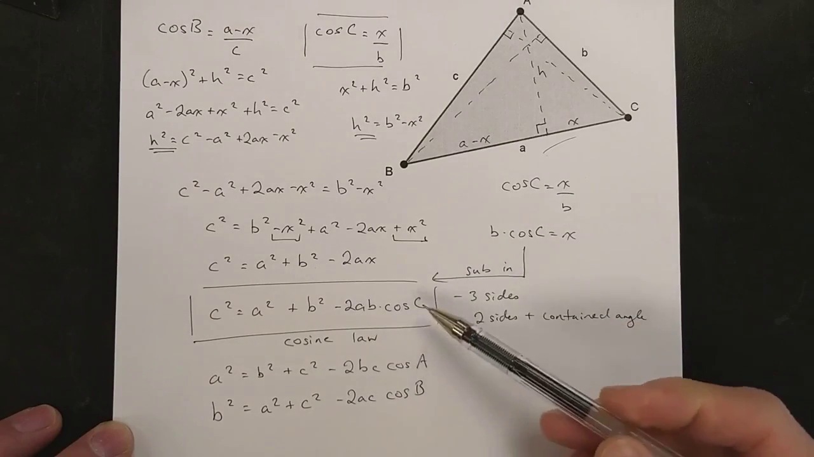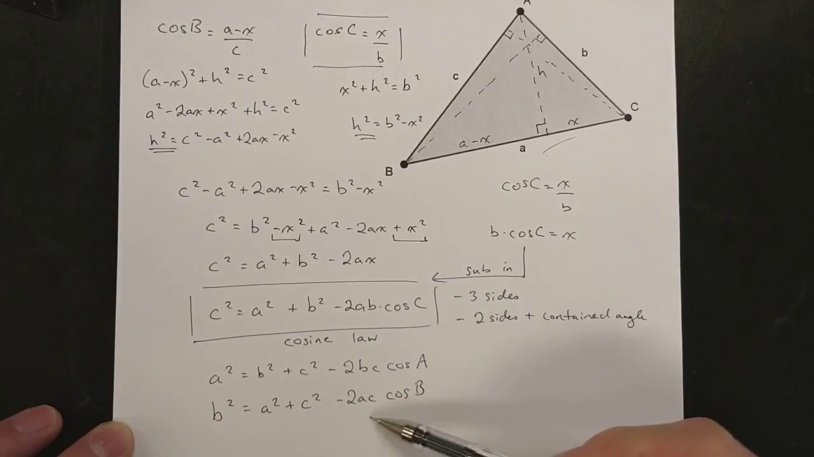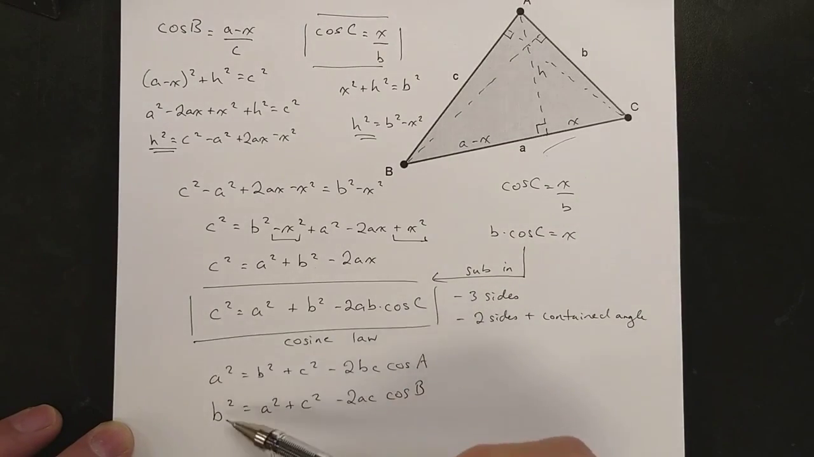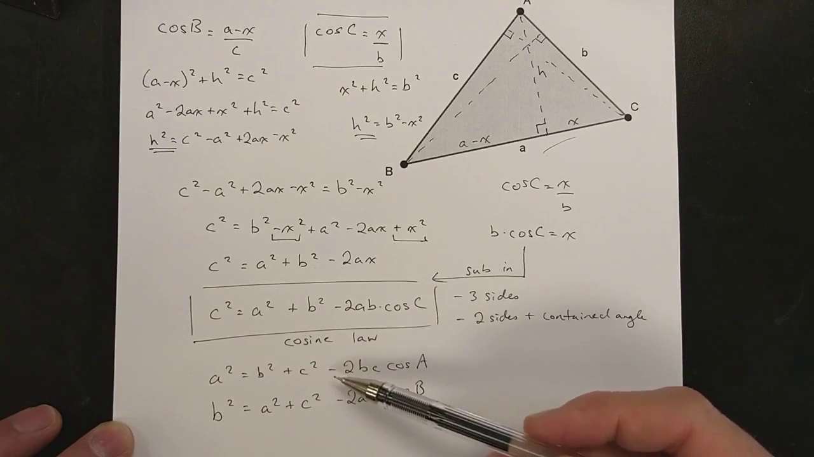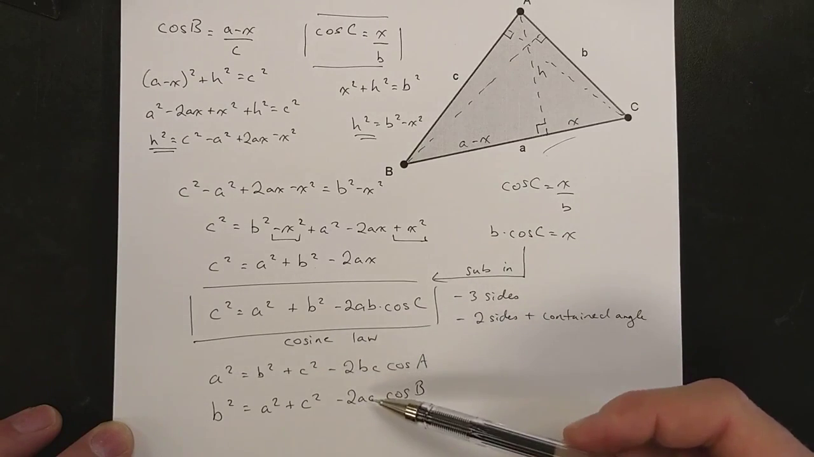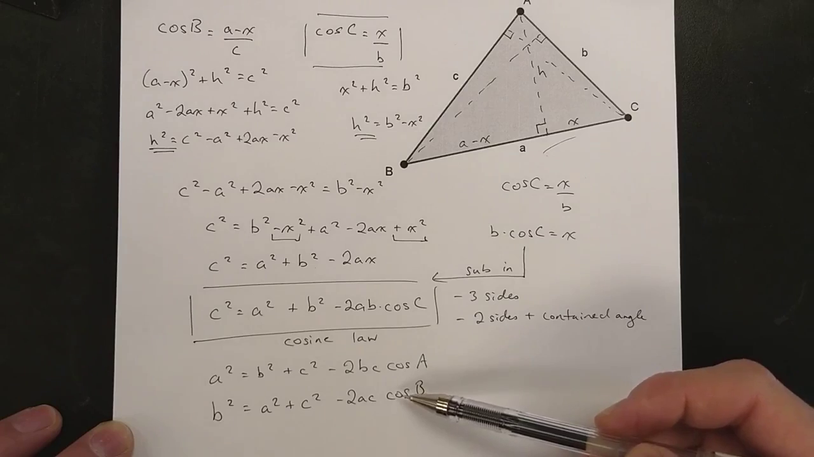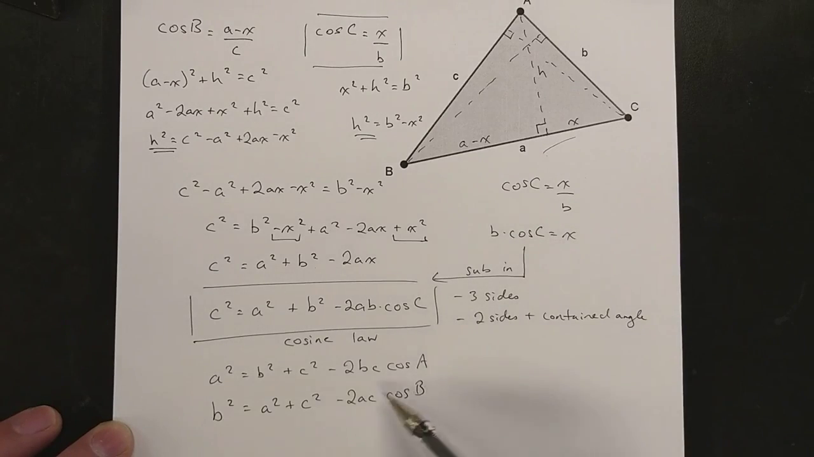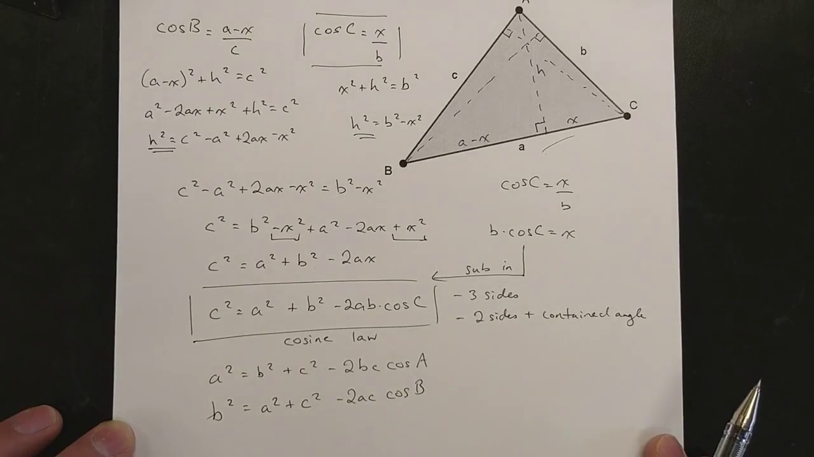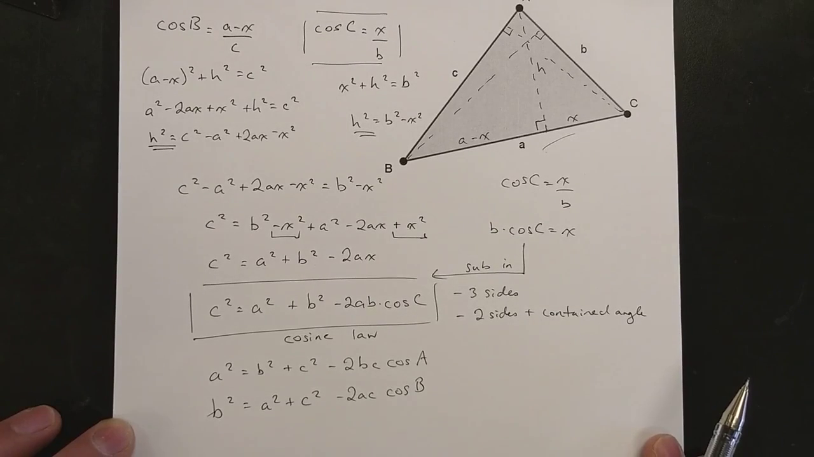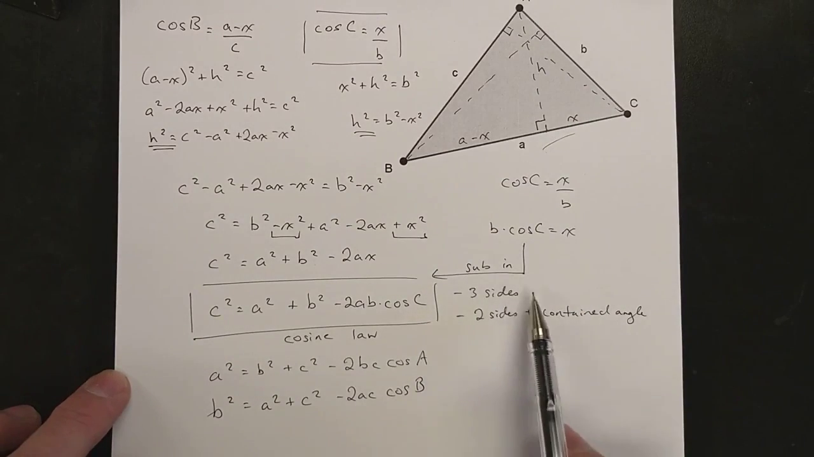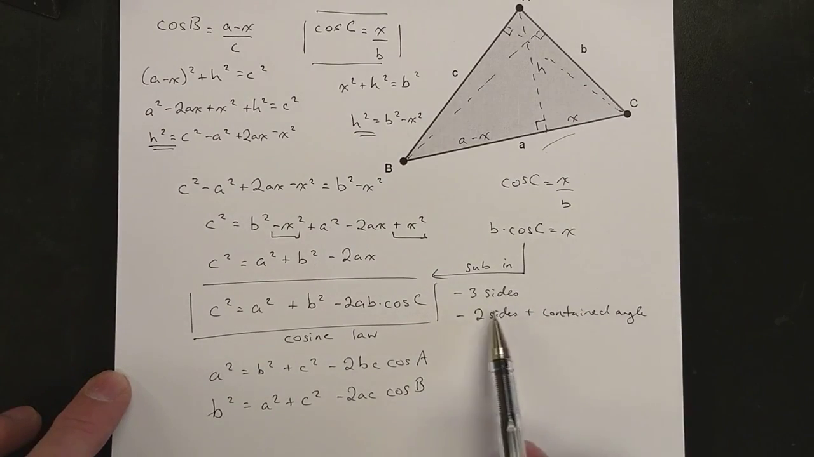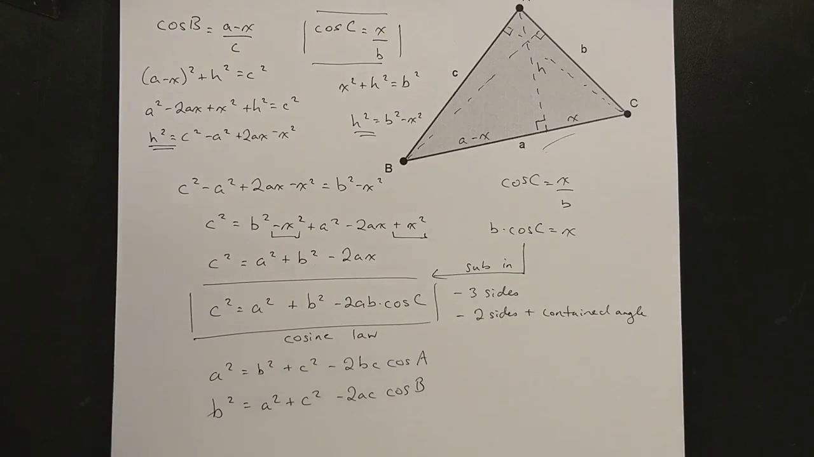So there are different versions of the cosine law, but they all have that the square of one side equals the squares of the other two sides added together, minus 2 times the other two side lengths times the cosine of the angle across from the side that you are finding. Right? So this will work in all cases where you have a non-right triangle, where you know the three sides, or you know two sides and the contained angle between them.